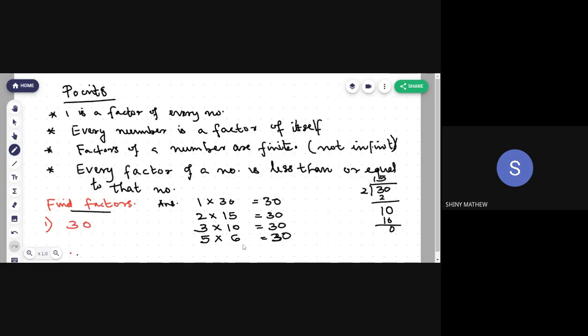6 times 5 is 30. Already we have written 5 times 6. That is the same as 6 times 5. Okay, then you stop the process. You can write up to this point. Whenever a repeat comes, you can stop that process. Then these all are the factors.